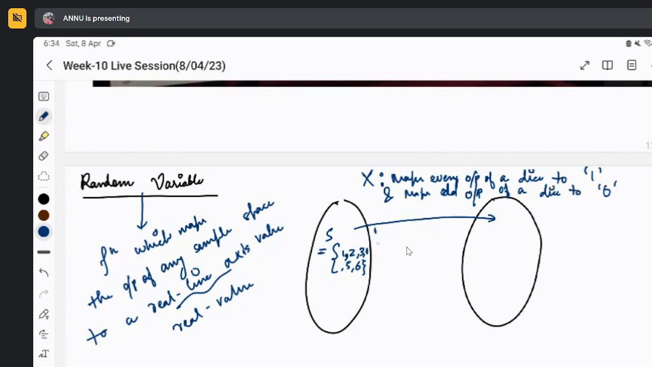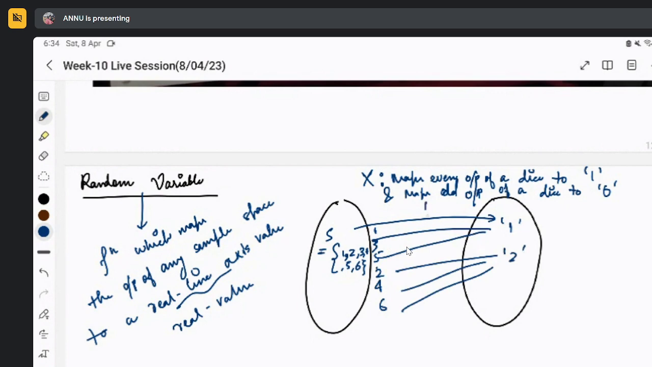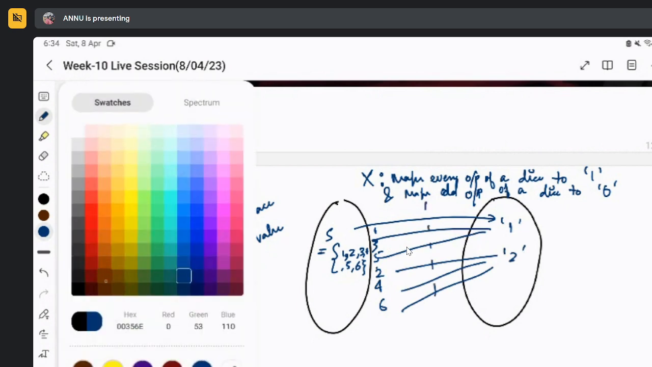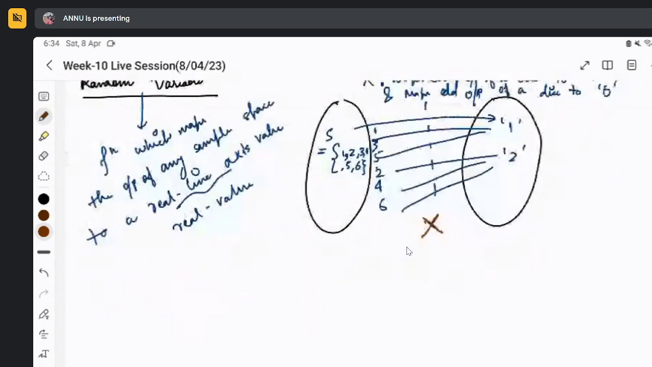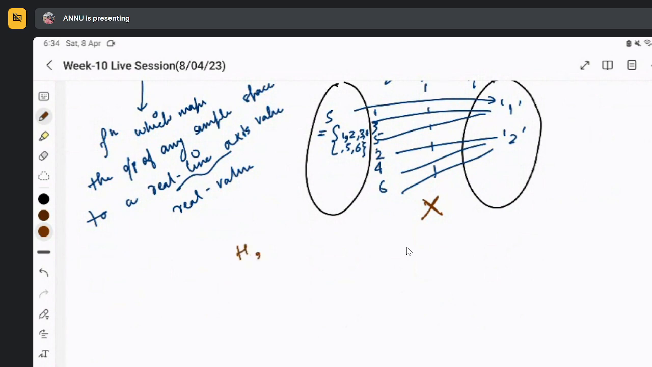Suppose you have 1, 3, 5, and they will all map to one value, and 2, 4, 6 will all map to another value. So this mapping is called random variable X. For example, let's take another example, H and T. If head occurs, then X1 maps H to 1 and T to 0, or we can also map T to -1. It's okay. So it is X1.